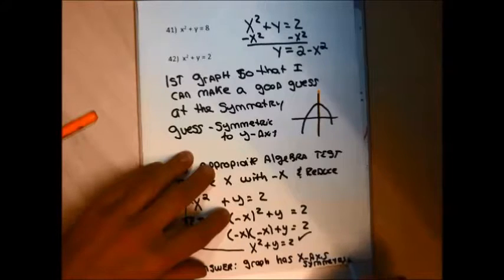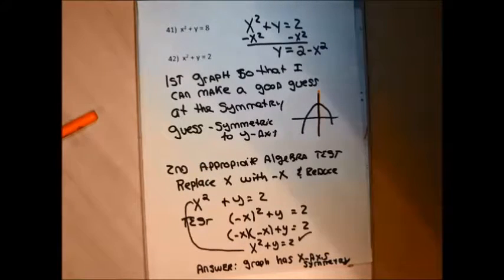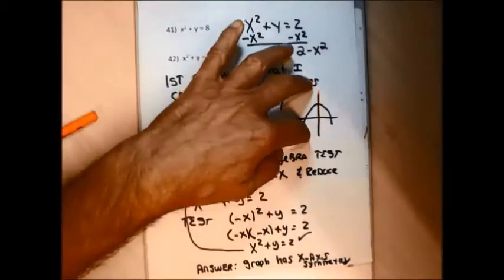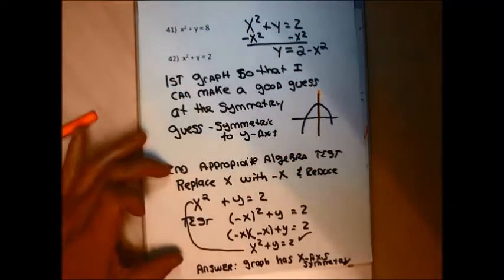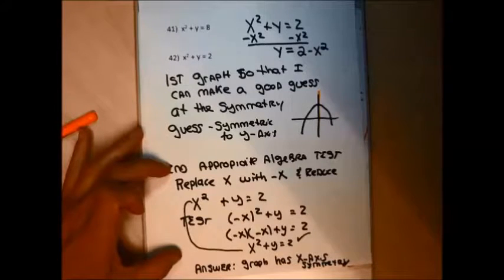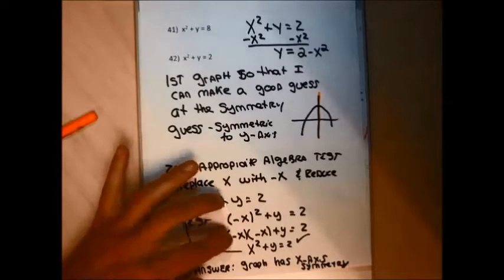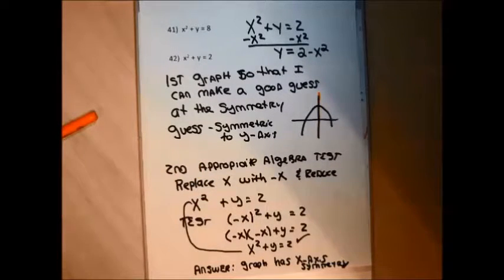So this graph is going to have y-axis symmetry, specifically because when I graphed it, it looks like it has y-axis symmetry, but more appropriately, when I replaced x with negative x and did just the minimal algebra, it reduced to exactly the same as the original problem. And that means it has y-axis symmetry. All right, so a few more problems.